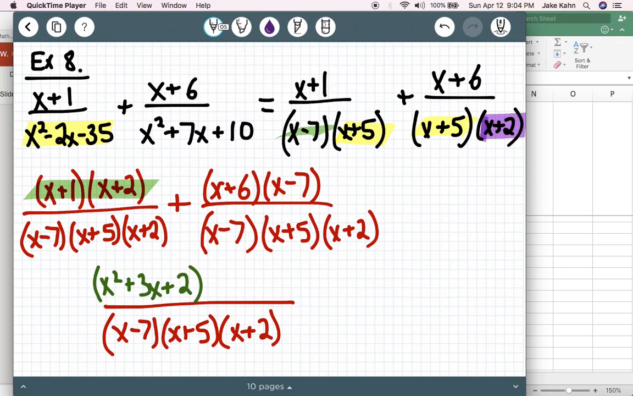Now in purple, our second fraction has a numerator of x plus 6 times x minus 7, which means that we are going to have plus x times x is x squared, 6 minus 7 is negative 1, so it would be negative x. 6 times negative 7 is negative 42. So now we are adding these together, right?